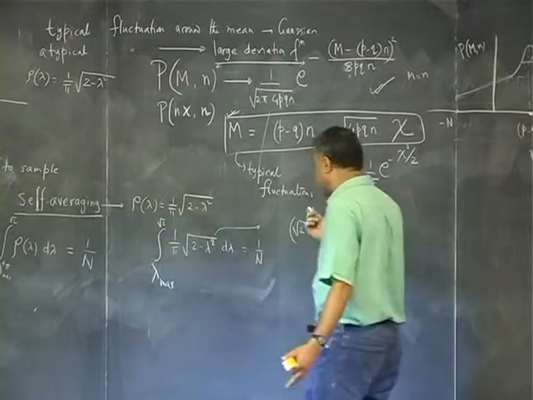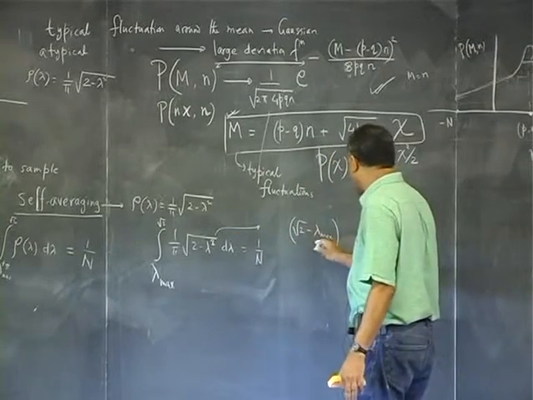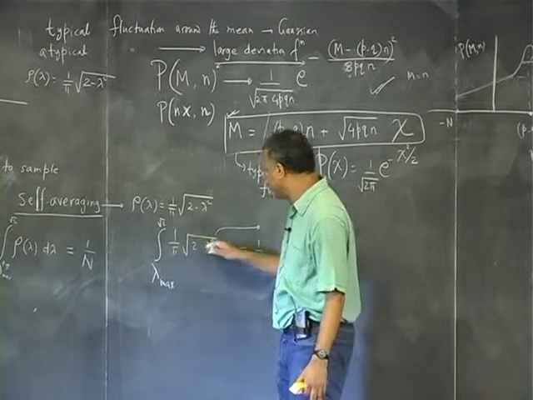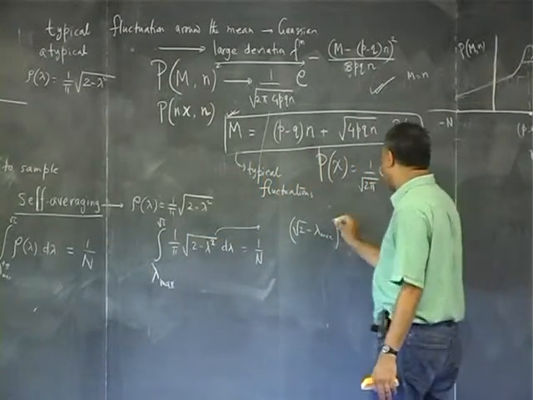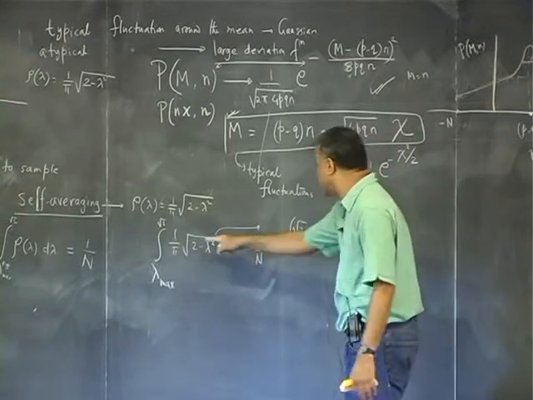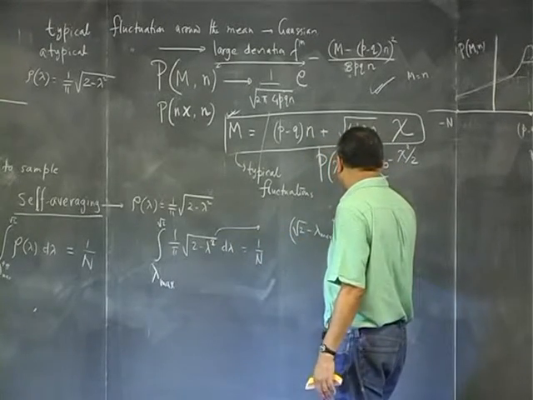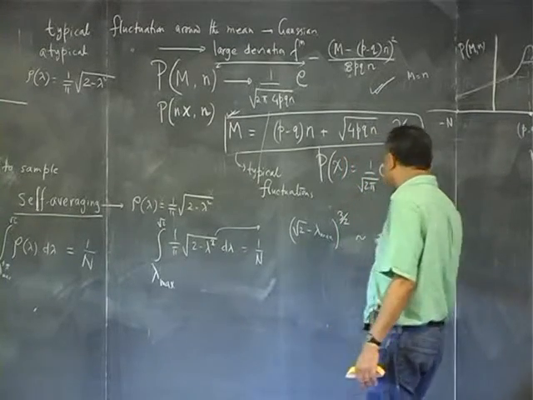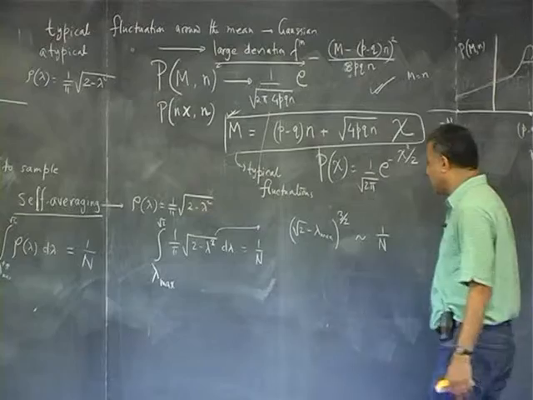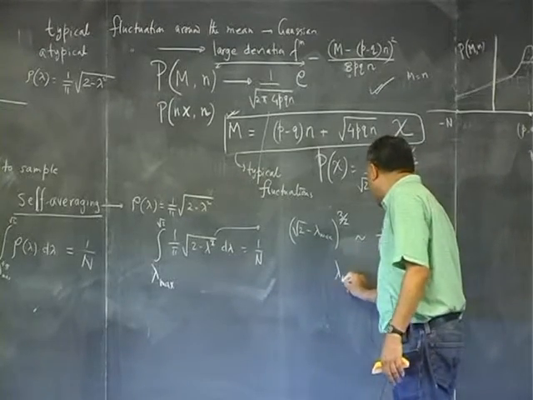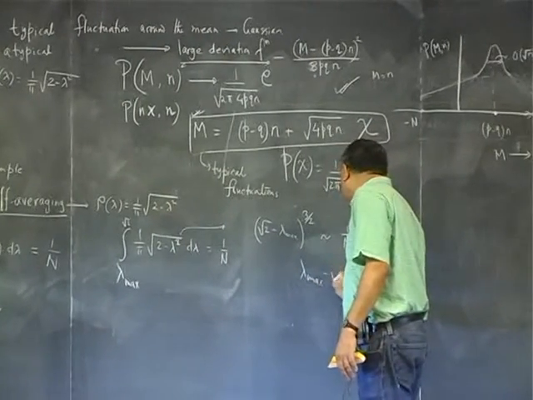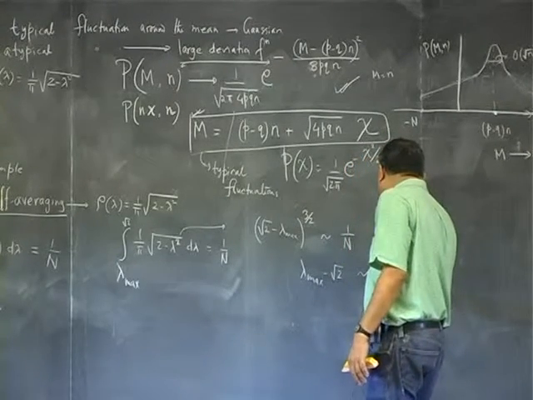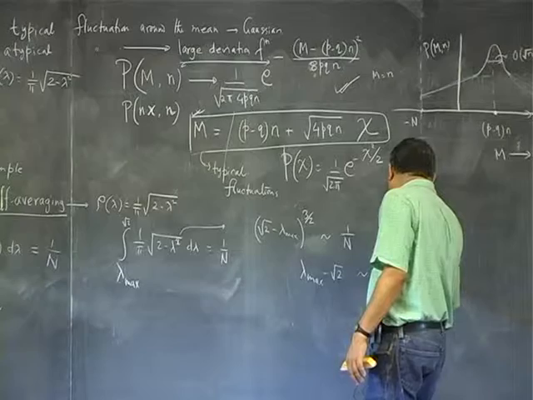Or you can do the integration exactly, but you don't have to do that. Just look at what happens when lambda max is very close to root 2. Do an expansion around root 2, and you find that when you integrate this, because this is a square root singularity, you get a 3/2 power here. That should be of order 1 over n. So that tells you that lambda max minus root 2, the fluctuation, typically scales like order n to the power minus 2/3.